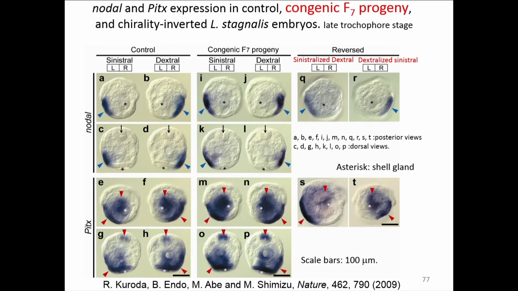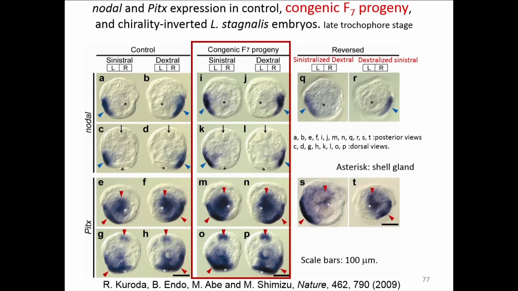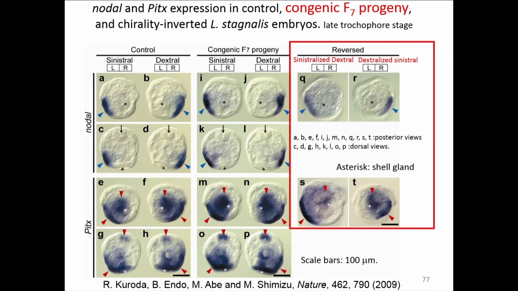And the reason it becomes this way is that there are Nodal and Pitx and all these genes which determine our heart position or gut coiling. The same genes operate downstream in snails. Therefore, if you manipulate it, it should be like this. It goes to the complete mirror image side. That's the reason we get healthy mirror image creatures.